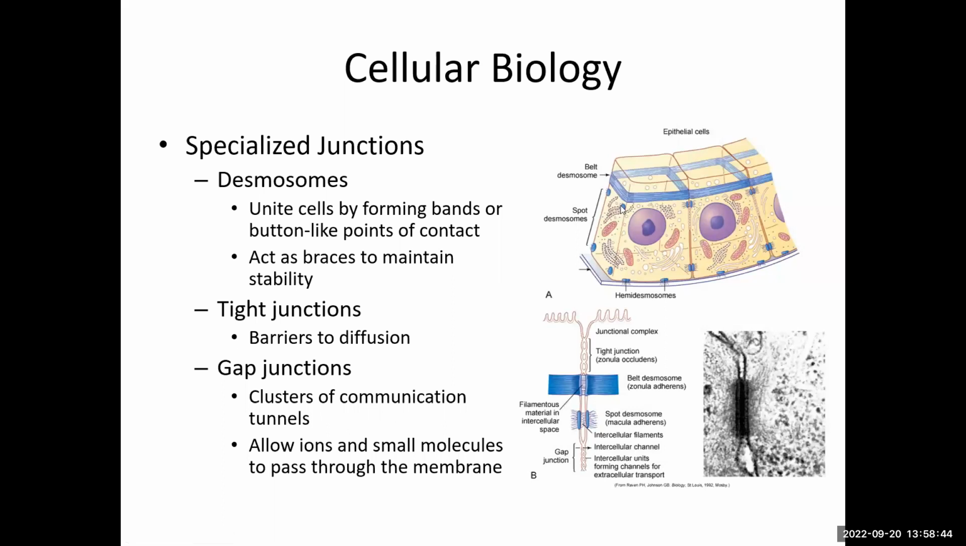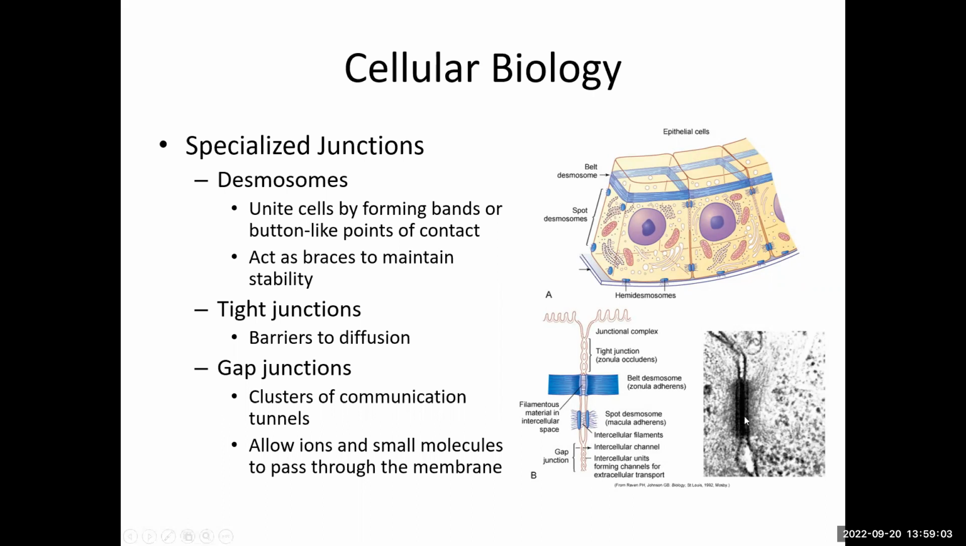Tight junctions are going to be areas within the cell. If you look here, we see we've got this very dark area here. This is considered a tight junction. This tight junction is a barrier to diffusion. Nothing is going to get past here. If you look down here at this picture here, you can see there's nothing going to go past here.